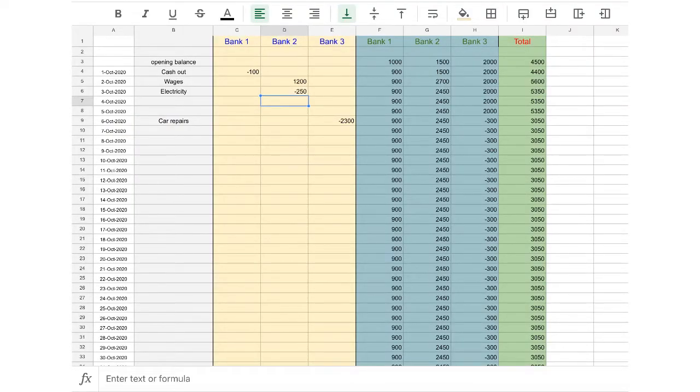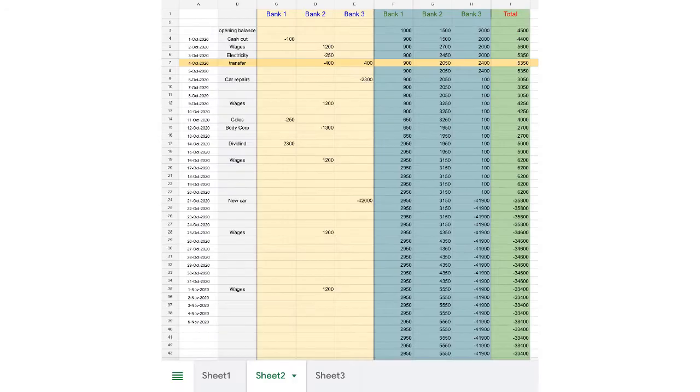Looking at the first section of the spreadsheet, we have a few normal entries, and then we have an entry out of bank 3 of 2,300, which drives the balance to negative 300. So immediately that's a flag, something has to be done about it.